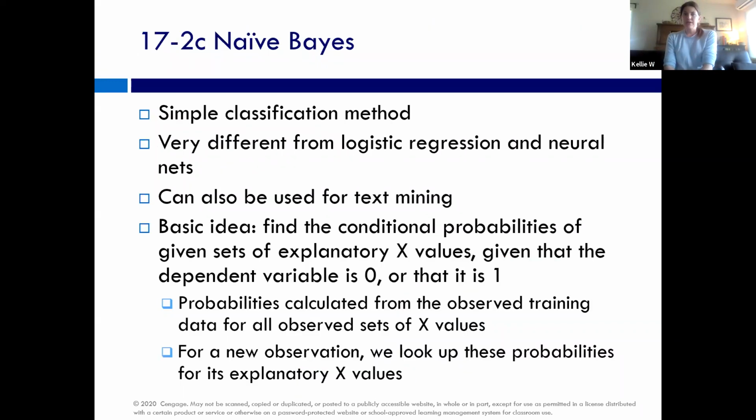You'll also hear a lot about Bayesian algorithms and naive Bayes. These are simple classification methods that are very different from logistic regression and neural nets. They're common for text mining. The basic idea is to find the conditional probabilities of given sets of the explanatory X values, given that the dependent variable is 0 or that it is 1. So probabilities are calculated from the observed training data for all observed sets of X values, and then for a new observation, they would look up the probabilities for those explanatory X values.